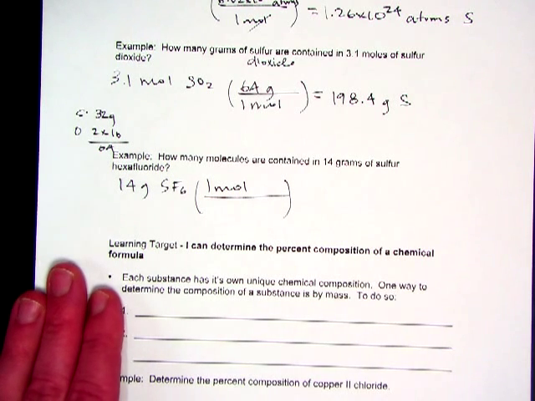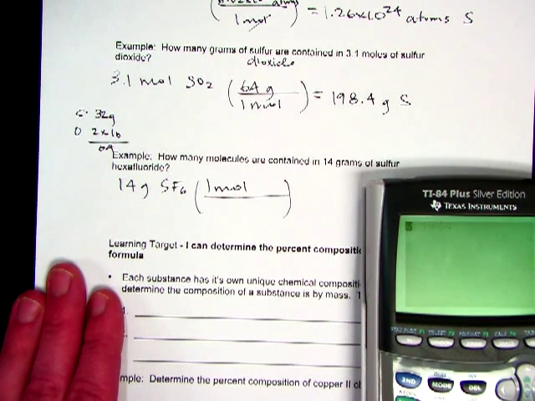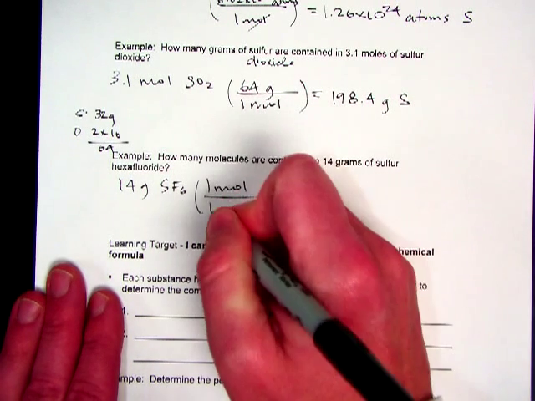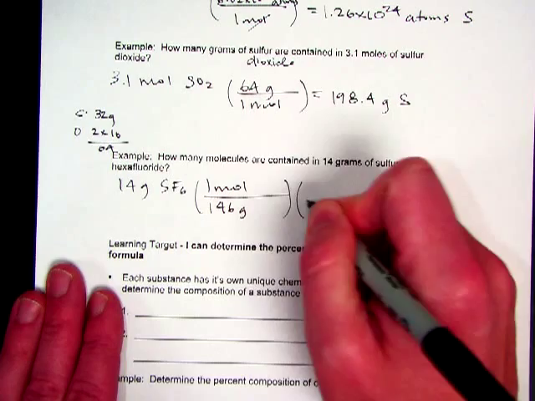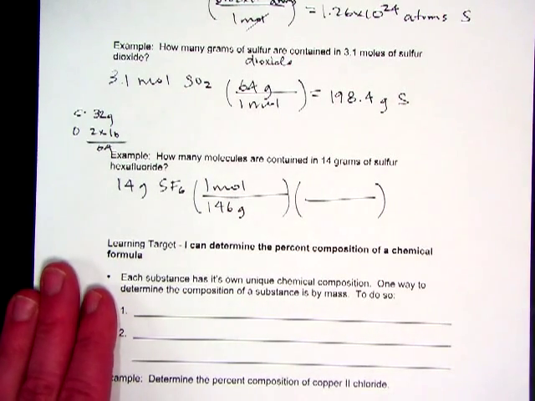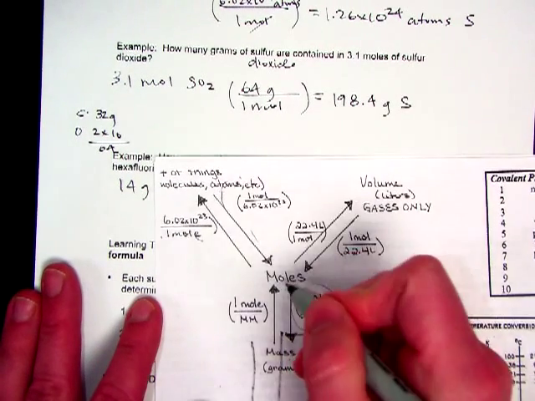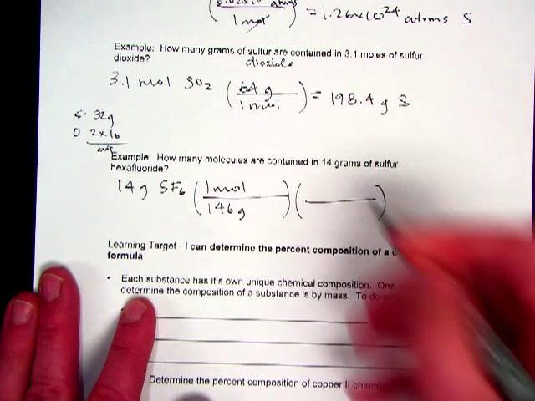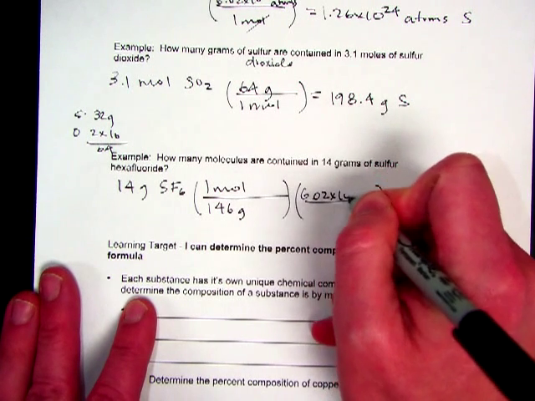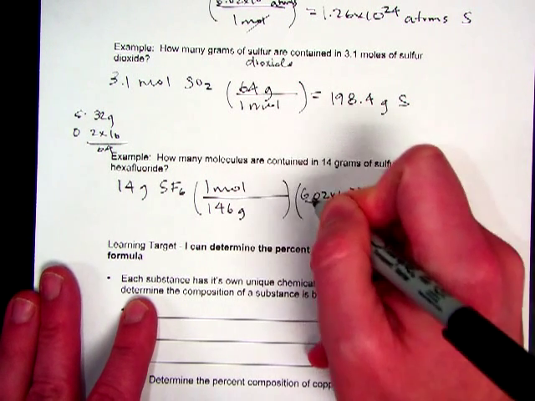You've got to add it up. Sulfur is 32, and there are 6 fluorines. That's 19 times 6. So 146. And keep that there, because you're going to tack on the last one too, which is going from moles up to molecules, which is 6.02 times 10 to the 23rd over 1 mole.